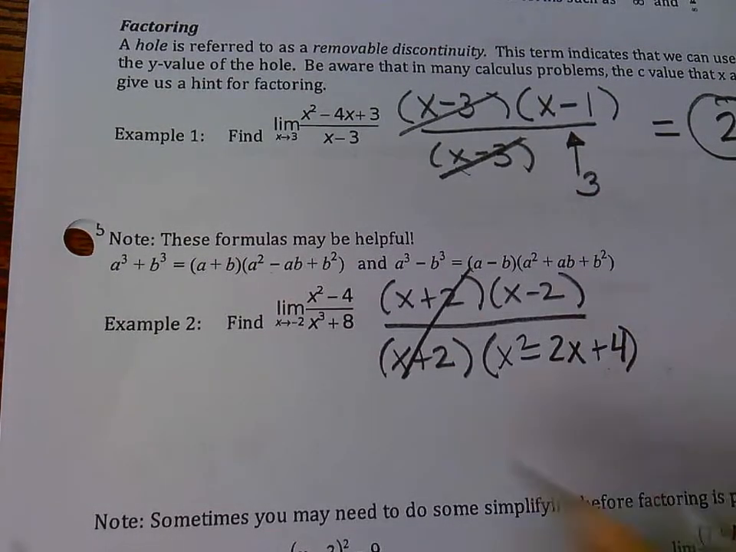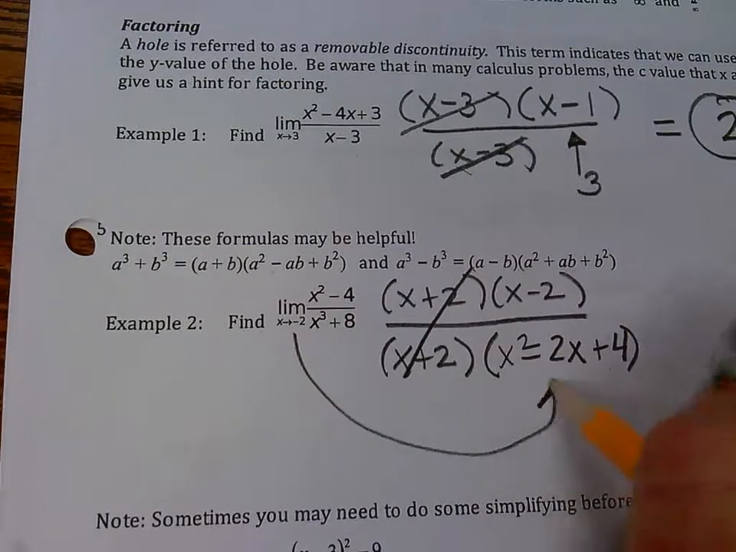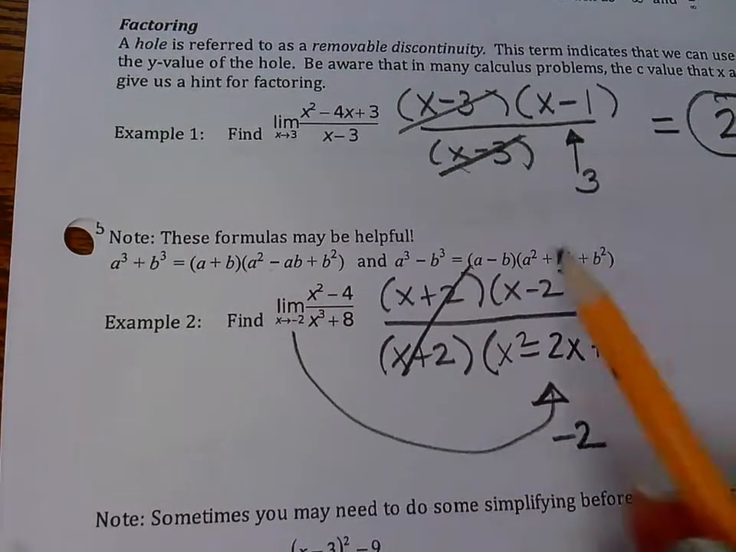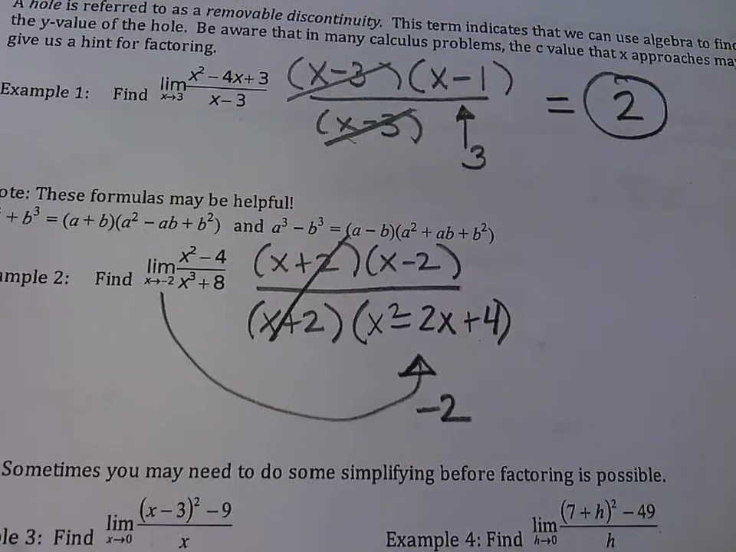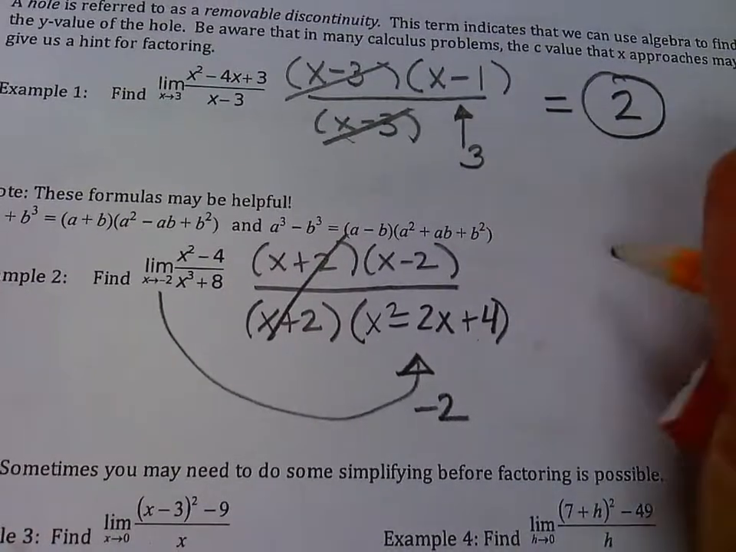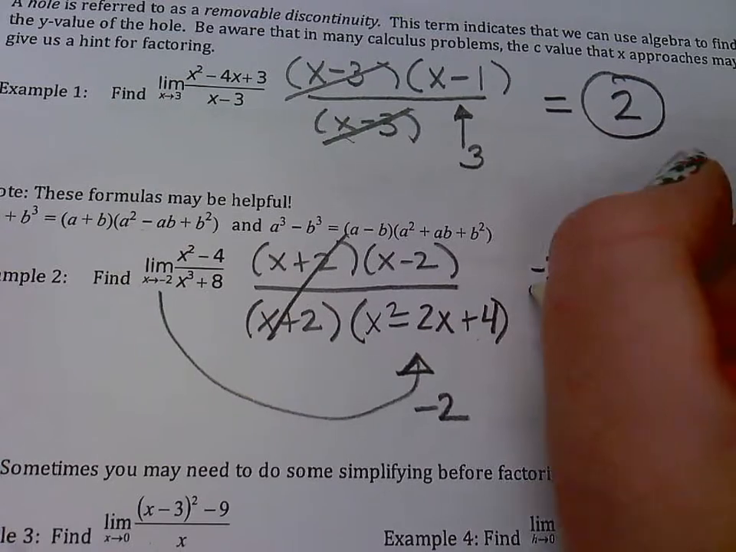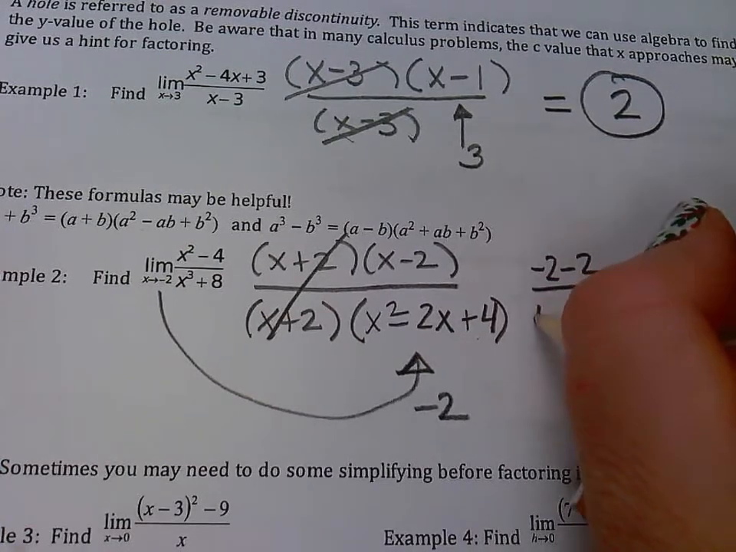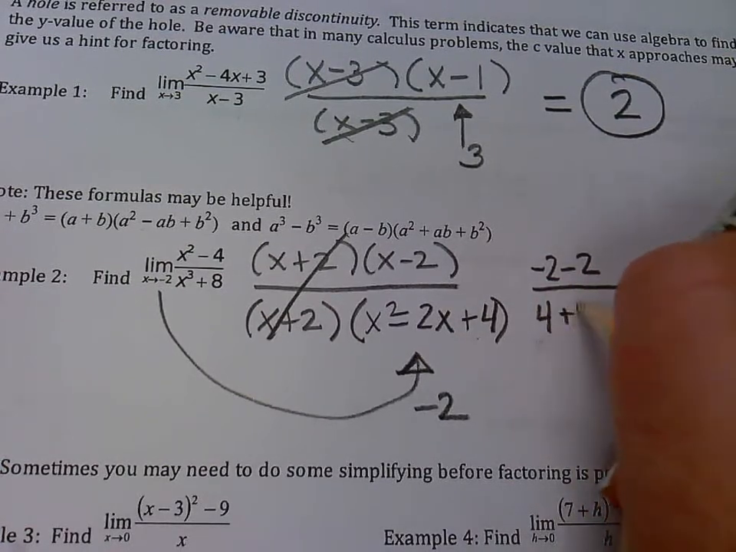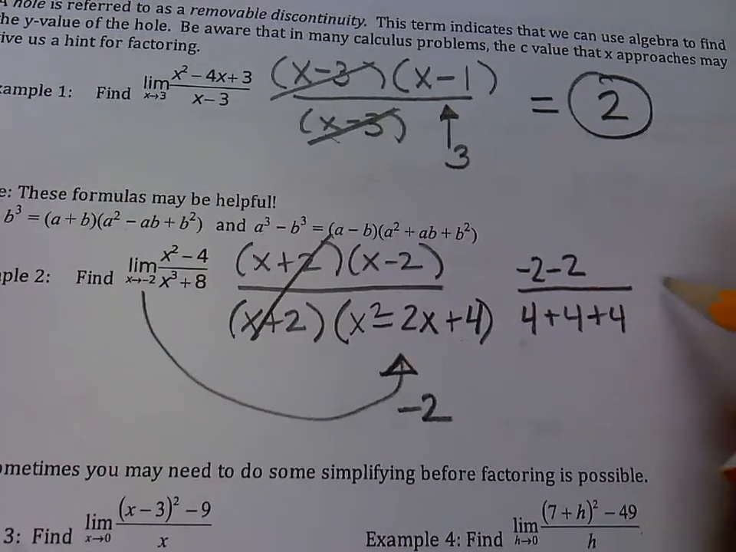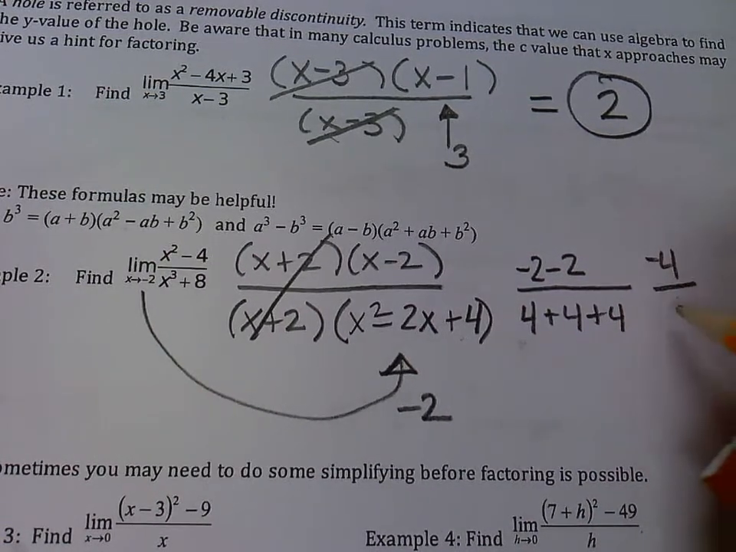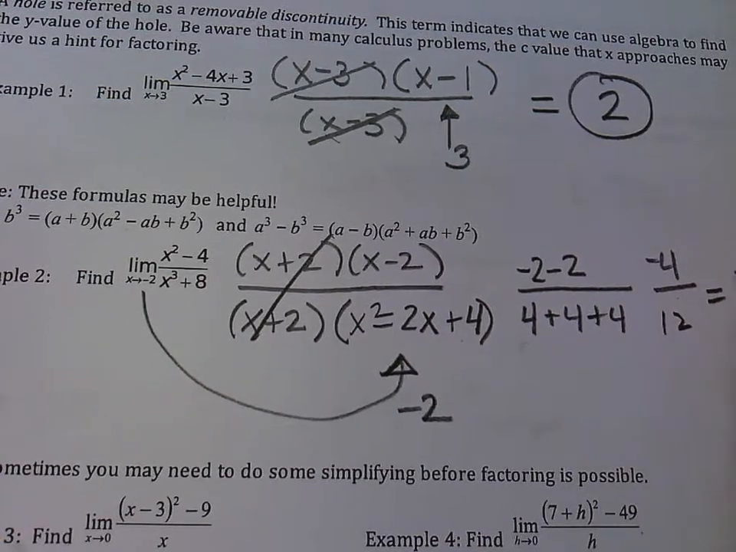Now I can plug -2 into this function to solve for the y value of the hole, which is the limit. So what do I get? -2 minus 2 up top. And then I'd get 4 plus 4 plus 4. So what's that? -4/12? Is that -1/3?